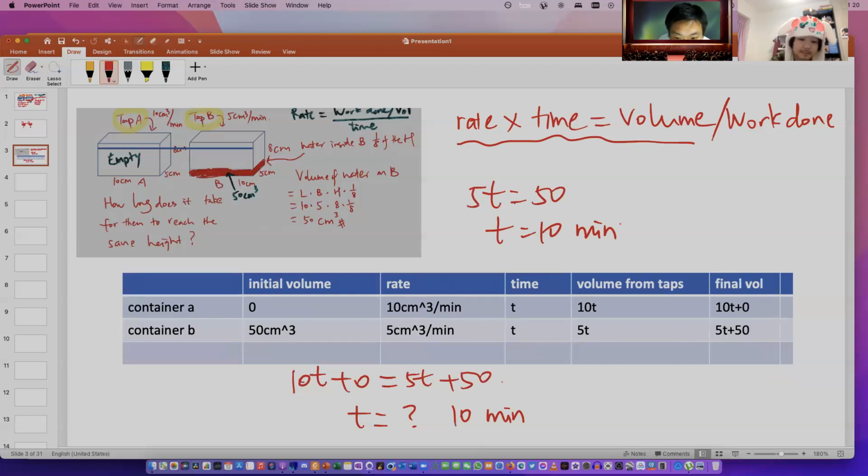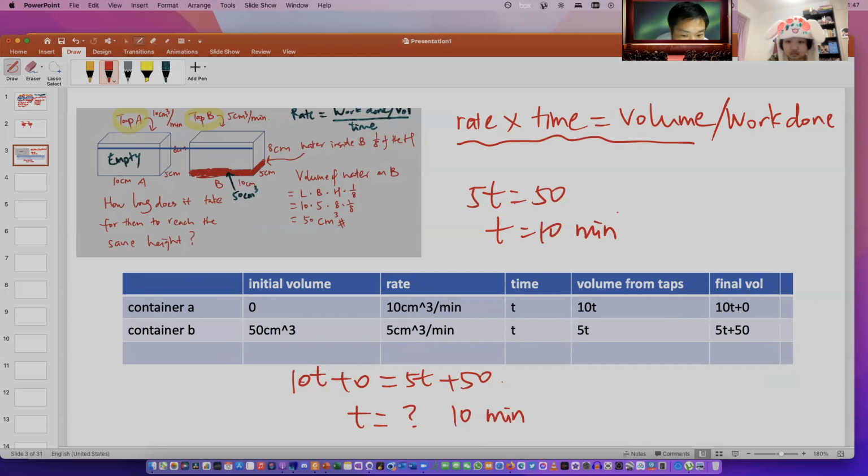That's all, right? Am I right or not? So that's how you can get how long it takes for them to reach the same height. Same height means same volume, basically. Okay, so 10 minutes. All right. Like I said, this is one way to get the answer.